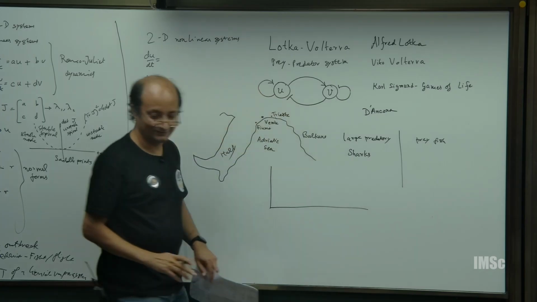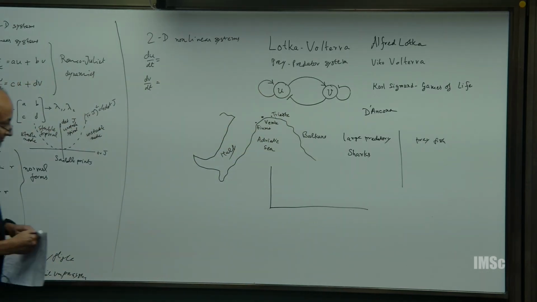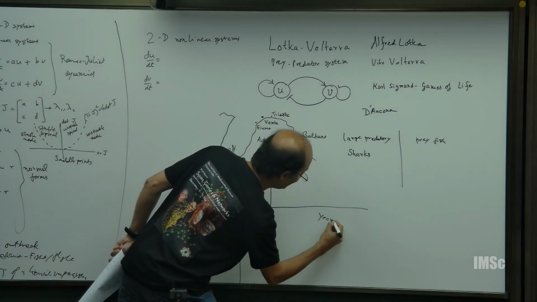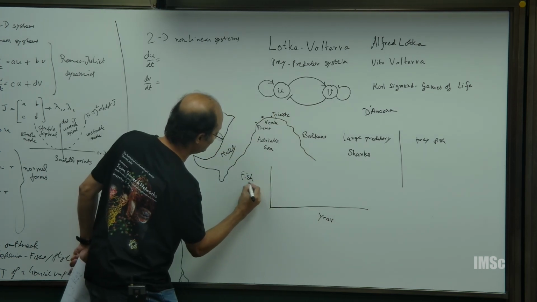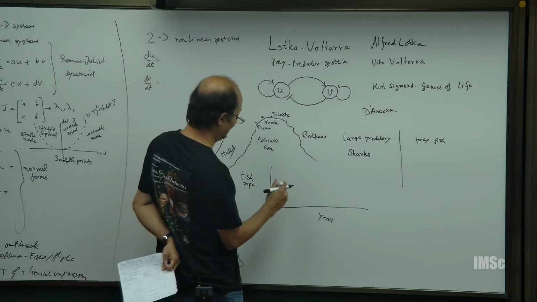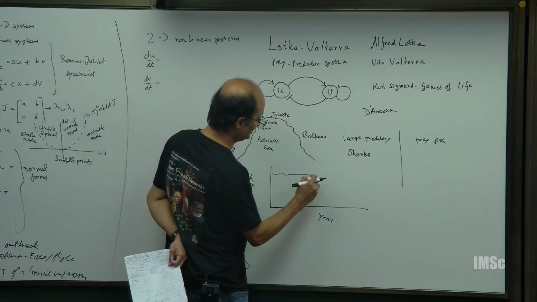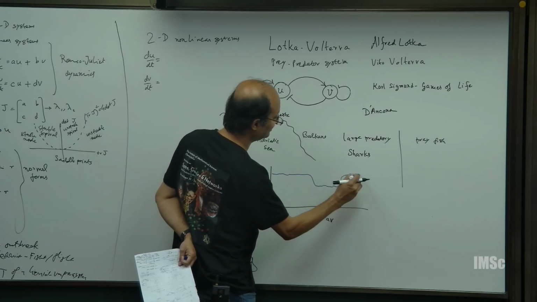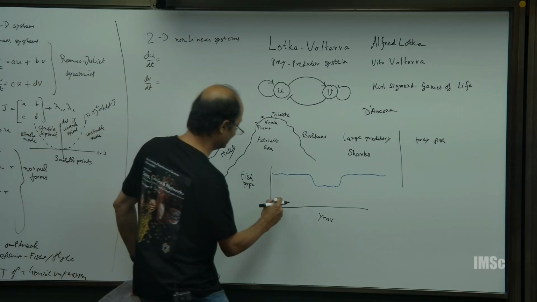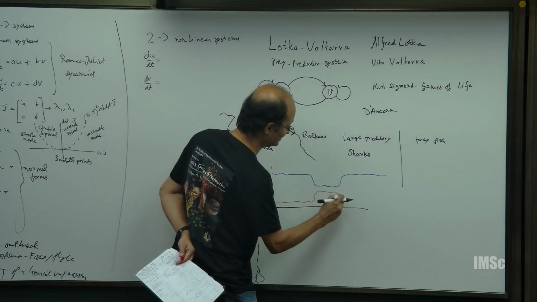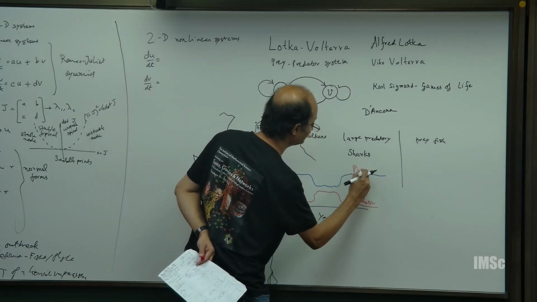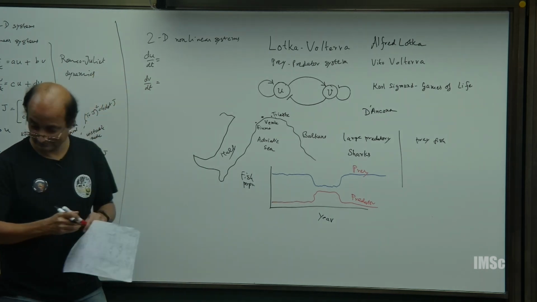So what he found was something like this. Okay, so this is year, and this is proportional to the fish population. So if you look at the prey fish, it is going something like this. And there are fluctuations, but roughly this. And the predator fish goes something like this. So this is predator and this is prey. Sorry, I should have used my blue color.